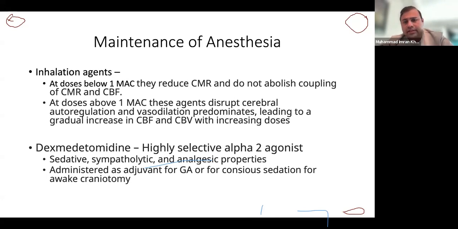The other drug specifically that I've mentioned over here is dexmedetomidine, like I said previously. This drug is highly used in neurosurgery along with other aspects of anesthesia. It is a highly selective alpha-2 agonist with sedative, sympatholytic, and analgesic properties that may be administered as an adjuvant for general anesthesia or for conscious sedation for awake craniotomies. It causes a dose-dependent reduction in CBF.